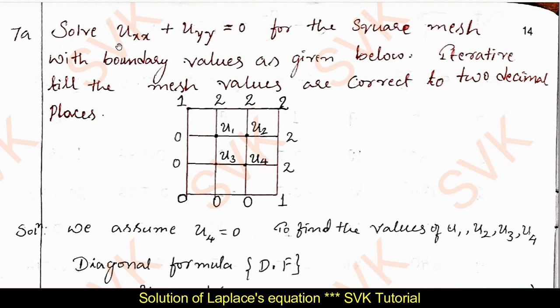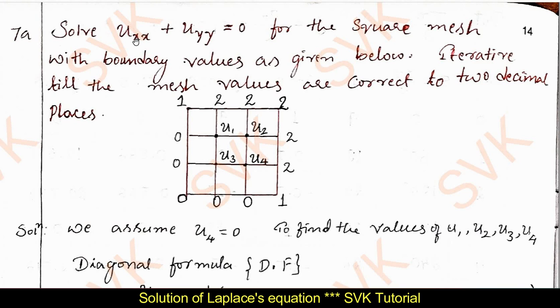So, the given question is: solve uxx plus uyy equal to 0 for the square mesh with boundary values as given below. Iterate till the mesh values are correct to 2 decimal places. This is the given mesh. So we require to find the values of u1, u2, u3, u4.